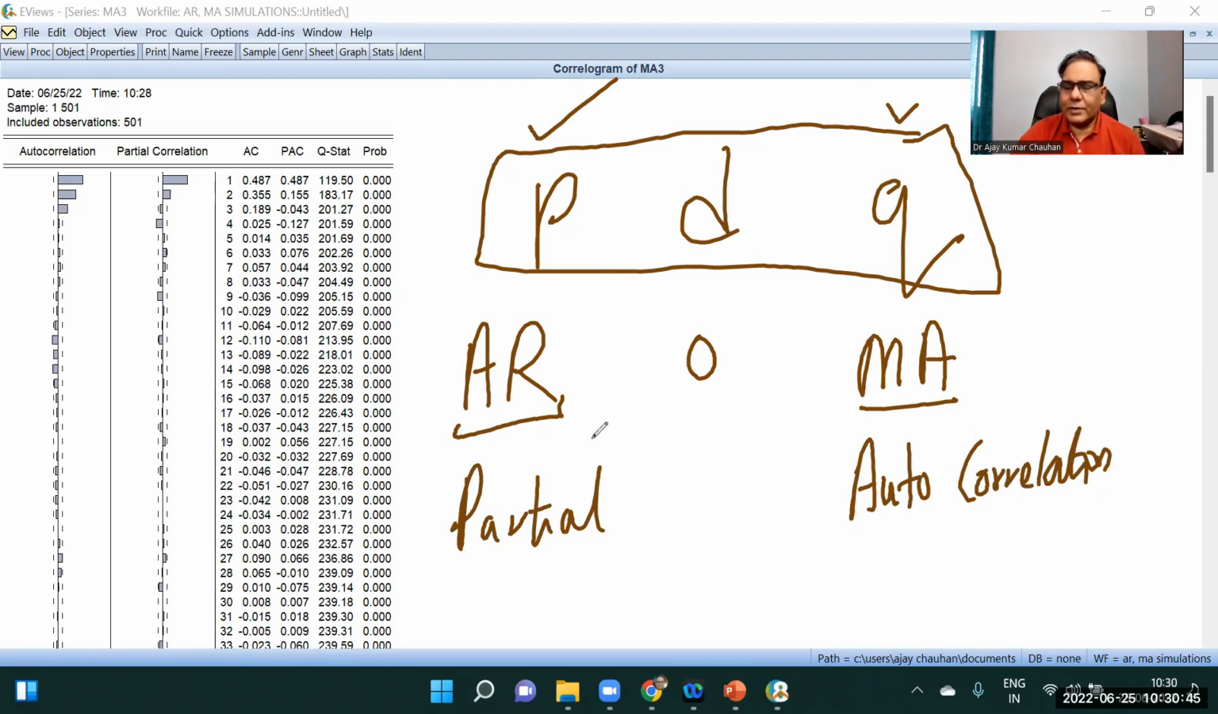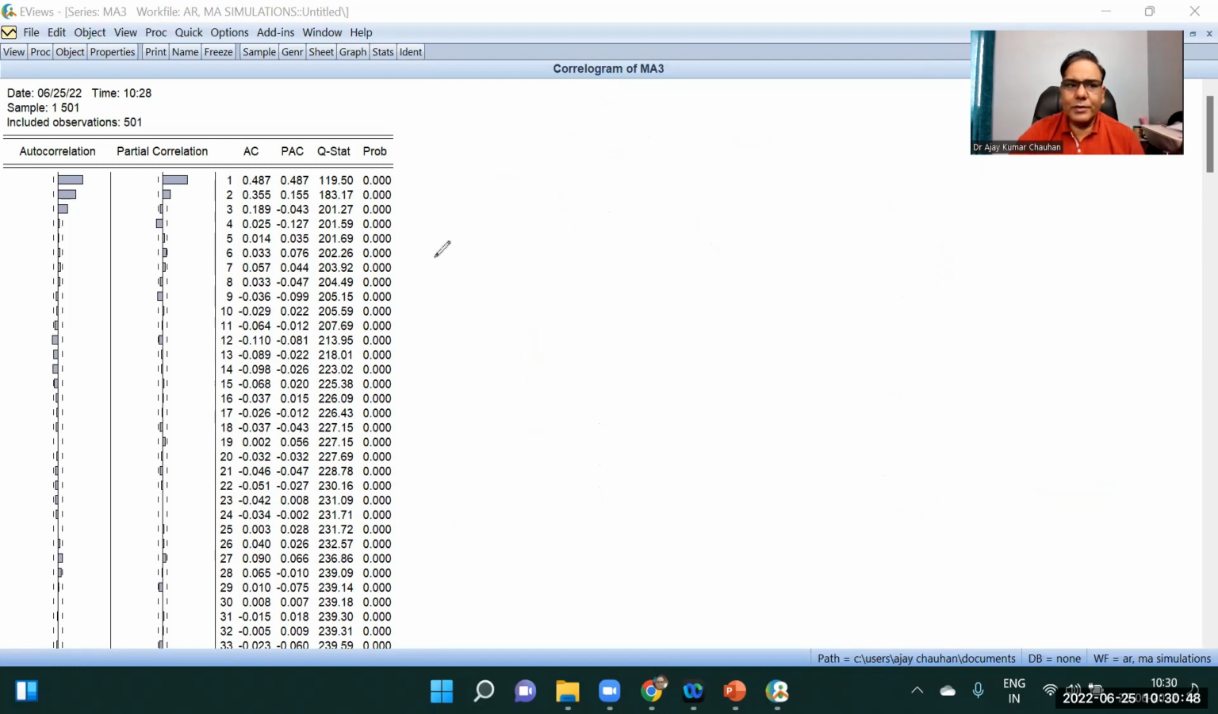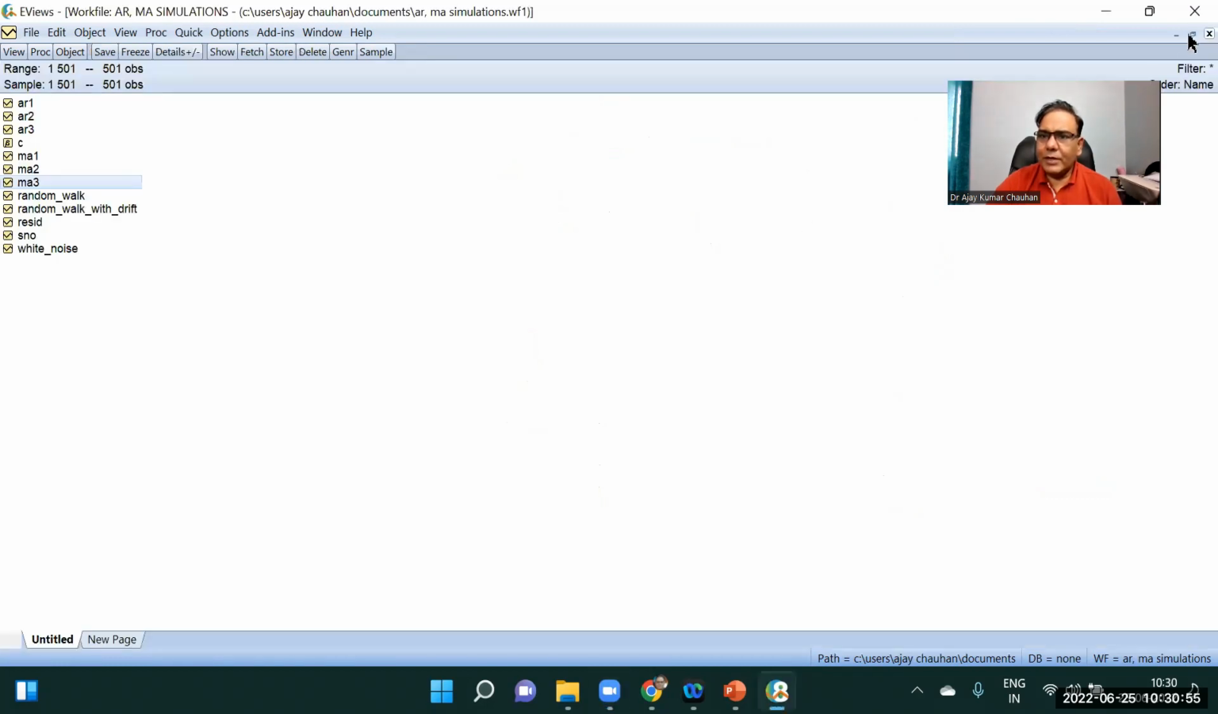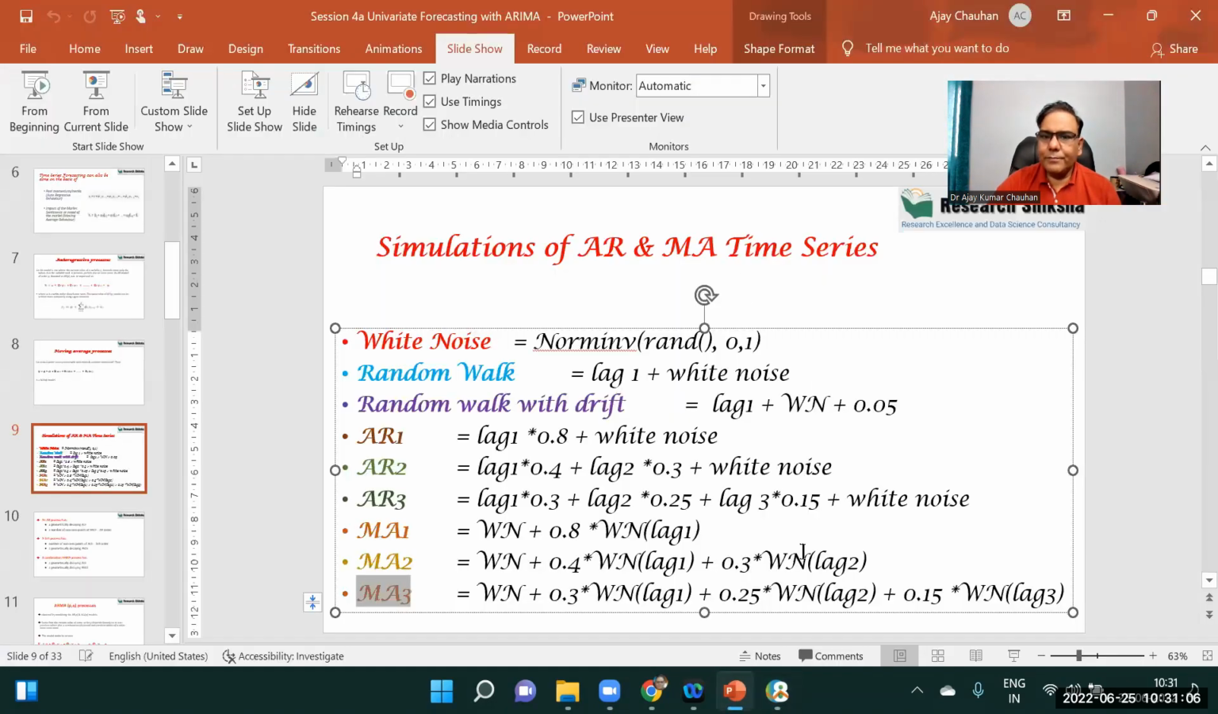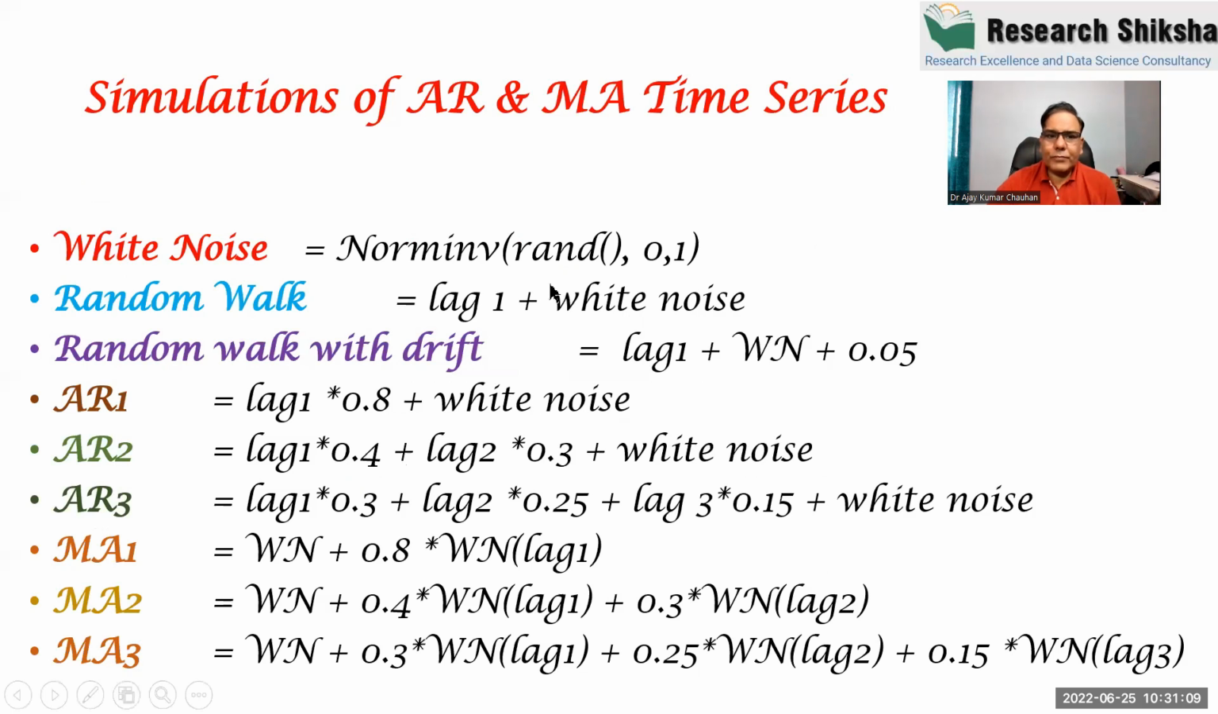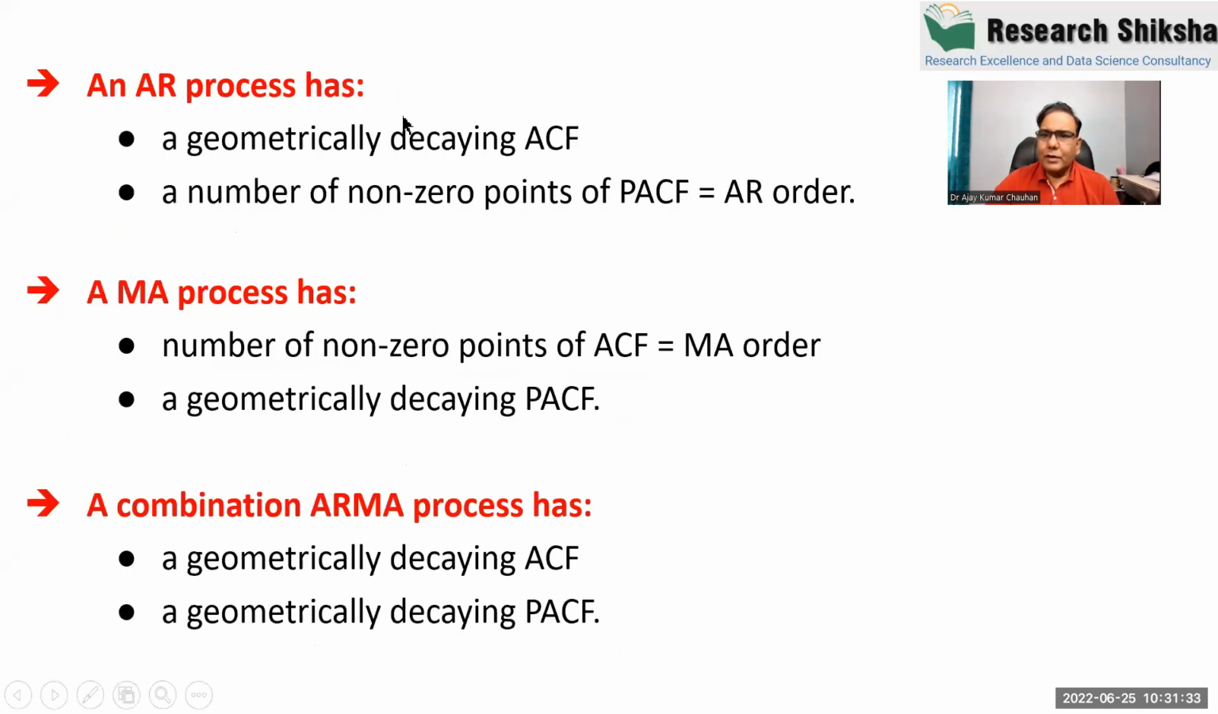So assuming that you understood the concept of AR and MA, AR means the momentum and MA means the error term, the impact of the news. Now we are going to combine them. Let's go back to the PPT. So I simulated all the terms: AR1 series, AR2 series, MA1, MA2. These are idealistic series, and they have very clear partial correlation and autocorrelation. But in practice, we never have these clear terms. We have mixed series.